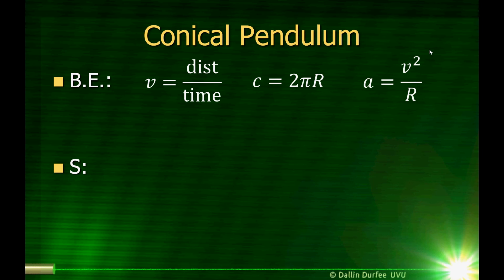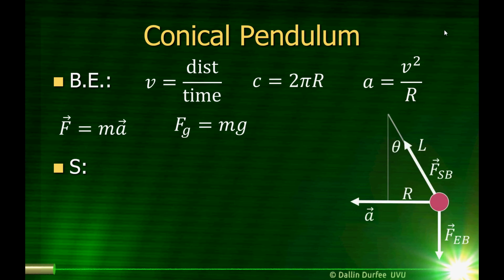And I also know that for an object going in uniform circular motion, the acceleration is equal to the velocity squared over r. So if I find the acceleration, I could find the velocity that I could plug into that equation to find the time. Well, how do I find the acceleration? Well, force equals mass times acceleration. And of course, the force due to gravity is just mg. So now, once again, here's our diagram for the problem.